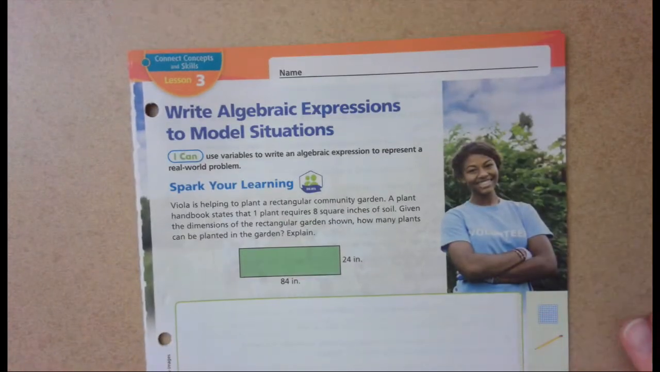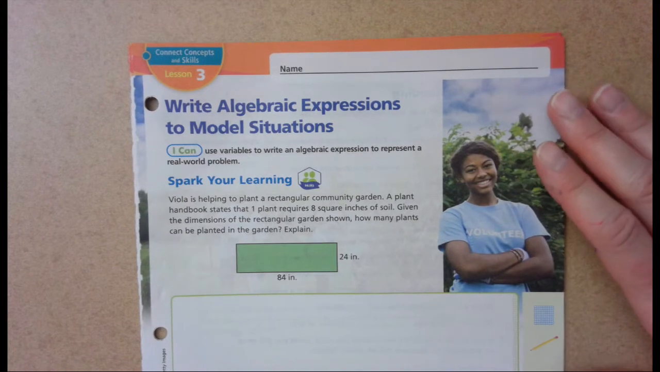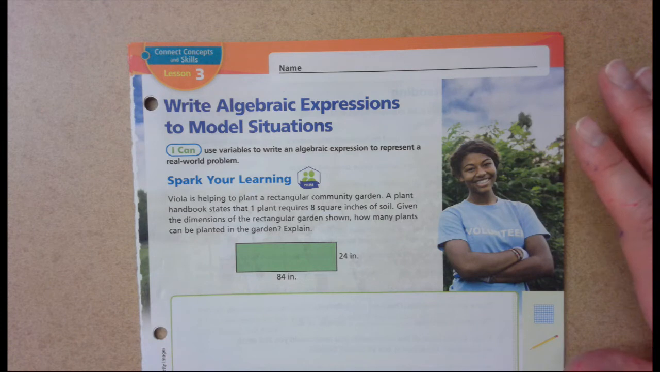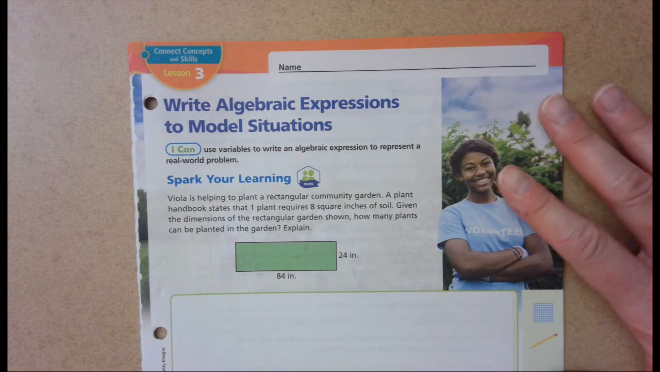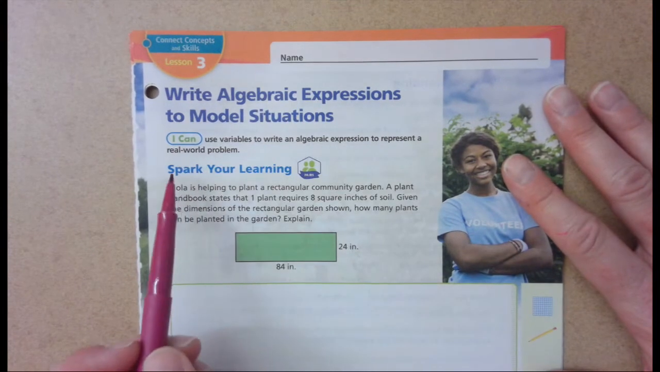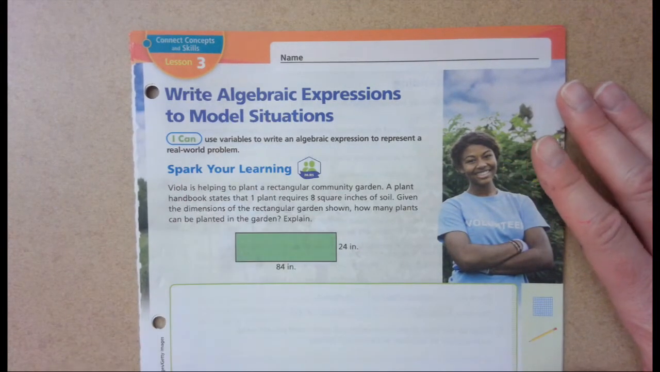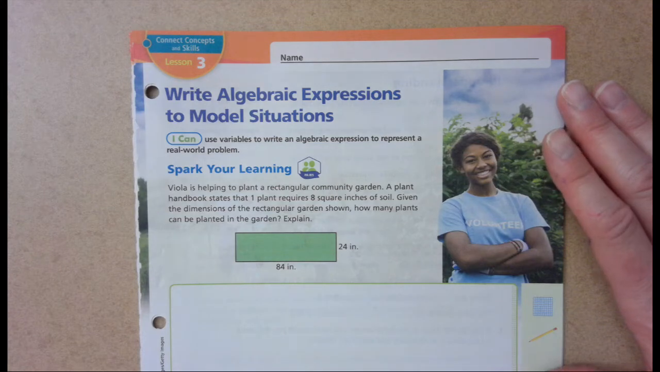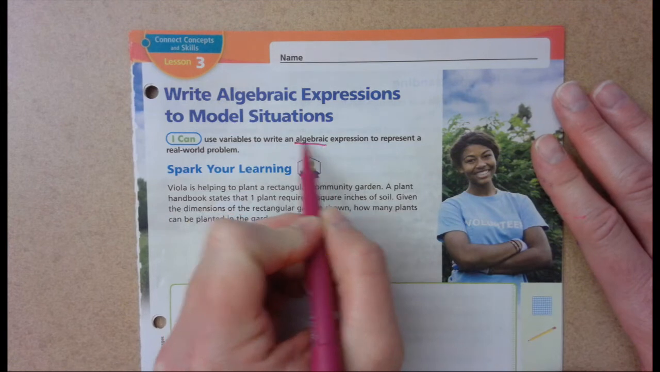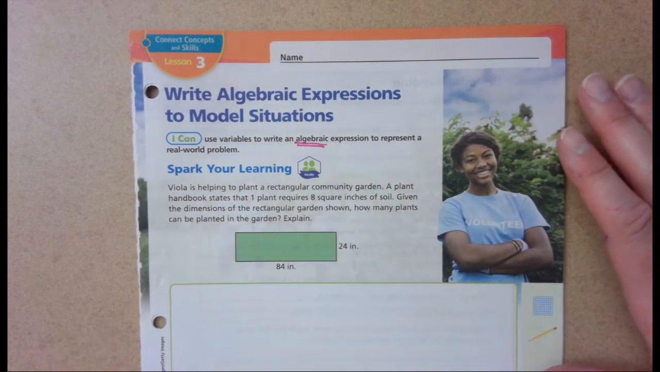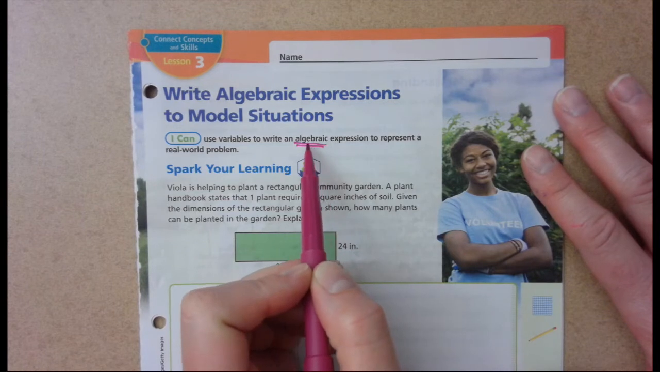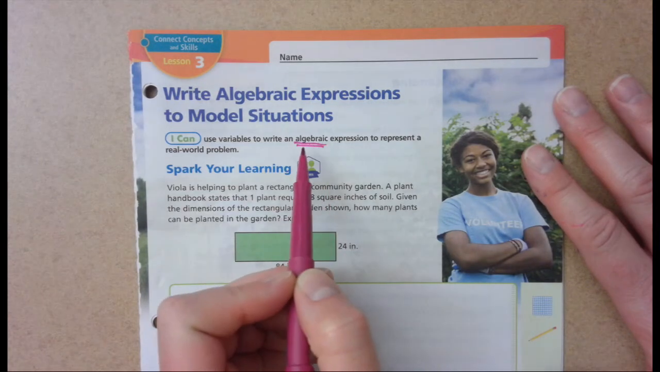Alright, we are starting lesson 8.3, write algebraic expressions to model situations. And up here at the top of the page, we have our I can statement. I can use variables to write an algebraic expression to represent a real-world problem. Kiddos, this is when we start adding those little letters into our numerical expressions. And since we're adding these unknown values and we're adding letters, it is now called an algebraic expression.